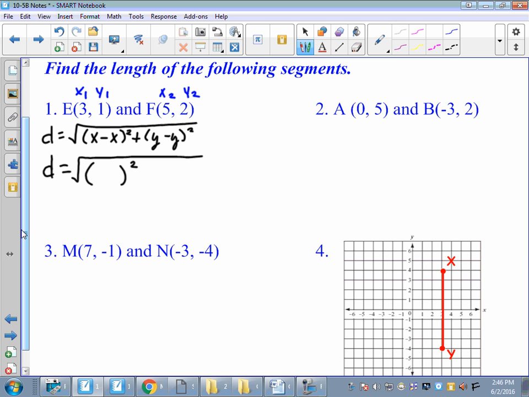So I look at my two x values. I have a 3 and a 5. I have to subtract them. I want a positive value. I want to make it as easy as possible. So I'm going to do 5 minus 3. 5 minus 3 is going to give me a positive 2. And when I square it, I get 4.